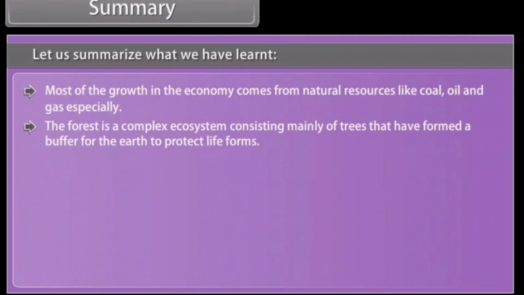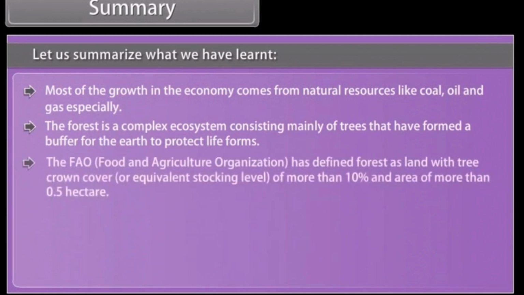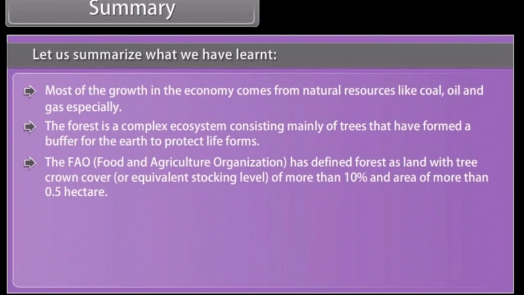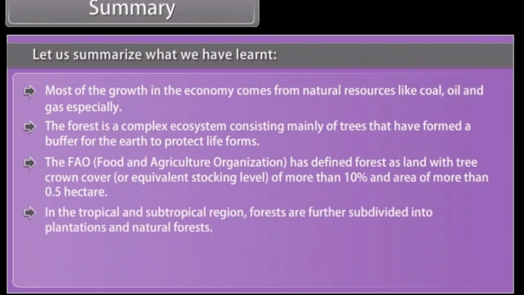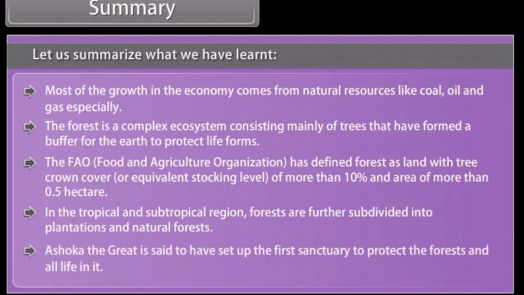The forest is a complex ecosystem consisting mainly of trees that have formed a buffer for the earth to protect life forms. The FAO, Food and Agriculture Organization, has defined forest as land with tree crown cover or equivalent stocking level of more than 10% and area of more than 0.5 hectare. In the tropical and subtropical region, forests are further subdivided into plantations and natural forests. Ashoka the Great is said to have set up the first sanctuary to protect the forests and all life in it.